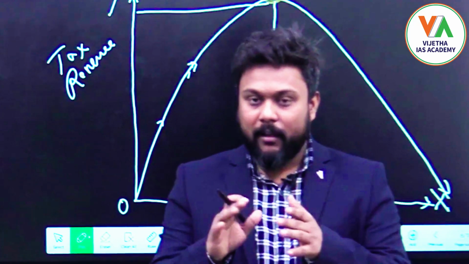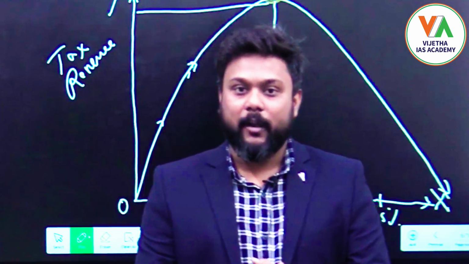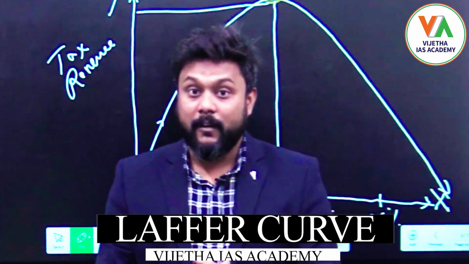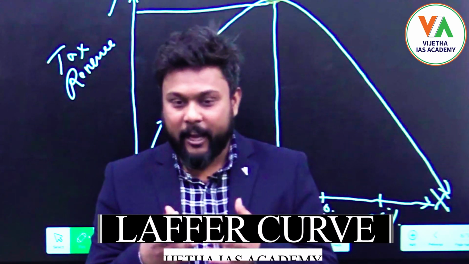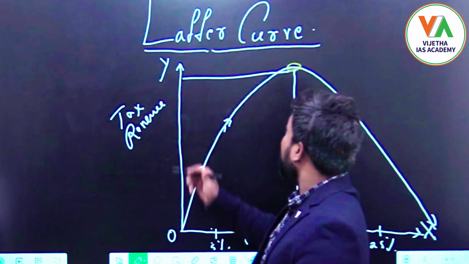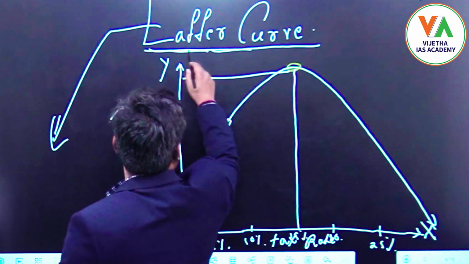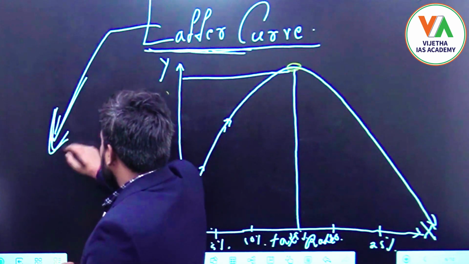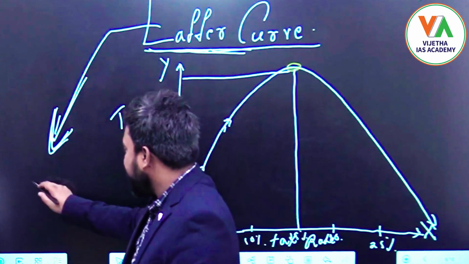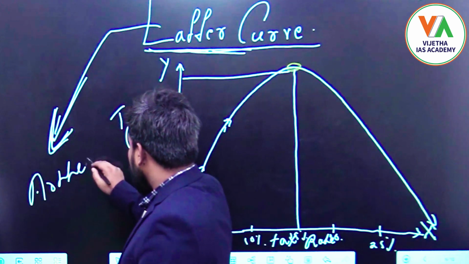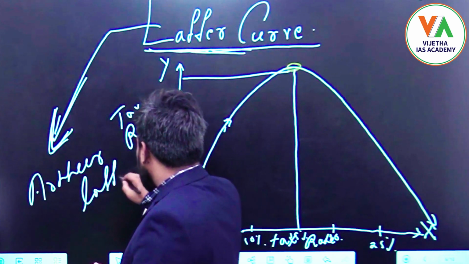So today, I'll discuss an important economic term. I would say this is a curve which is given by a famous economist whose name is Arthur Laffer. As the name suggests, this is called the Laffer curve. This curve was invented by an economist whose name is Arthur Laffer.